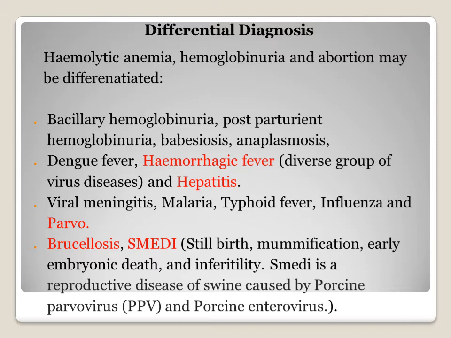Bacillary hemoglobinuria, caused by the Clostridia group of organisms. Postparturient hemoglobinuria, caused by phosphorus deficiency. Babesiosis also causes red urine. Anaplasmosis also causes red urine. Dengue fever, there is a fever. Hemorrhagic fever is caused by a diverse group of viral diseases. There are many viral diseases that produce hemorrhagic fever and hepatitis.